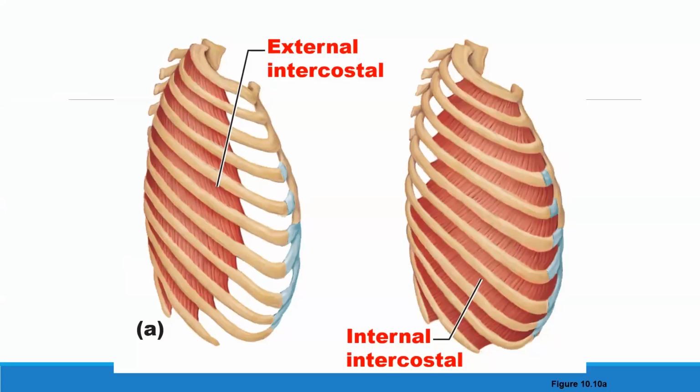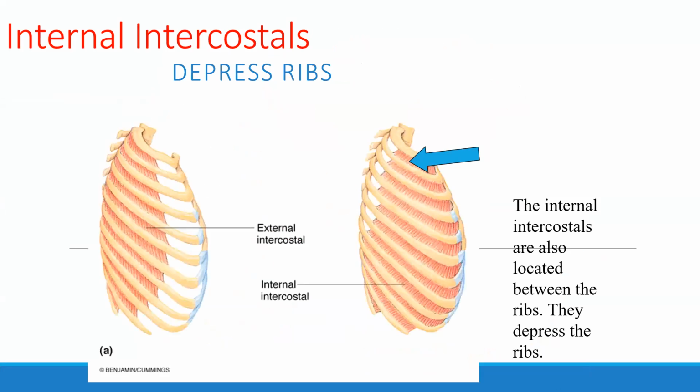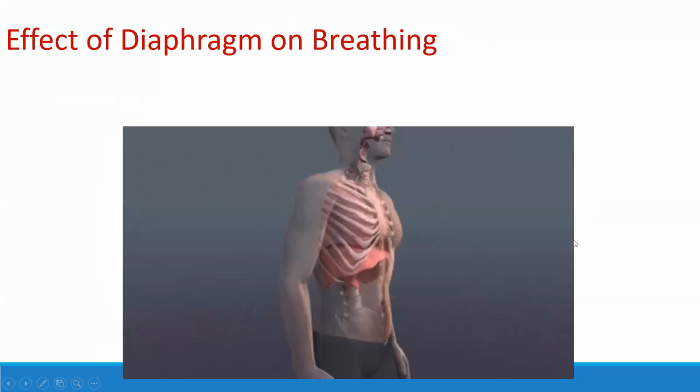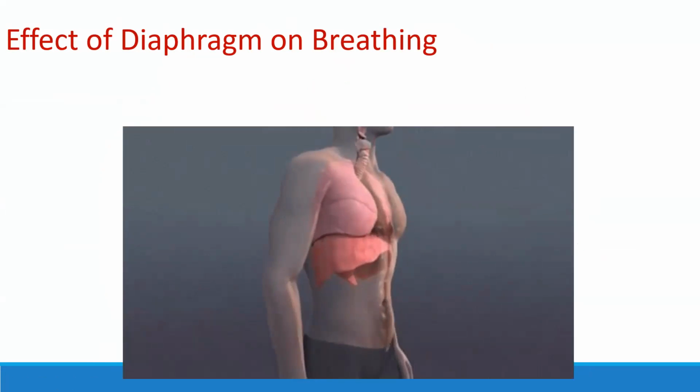There are the external intercostals. There are the internal intercostals there. The external intercostals elevate the ribs when they contract. The internal intercostals depress the ribs when they contract. There's our diaphragm tucked up under the ribs like this. The location of the diaphragm can be found by the xiphoid process. And the diaphragm and the intercostals work together to breathe.